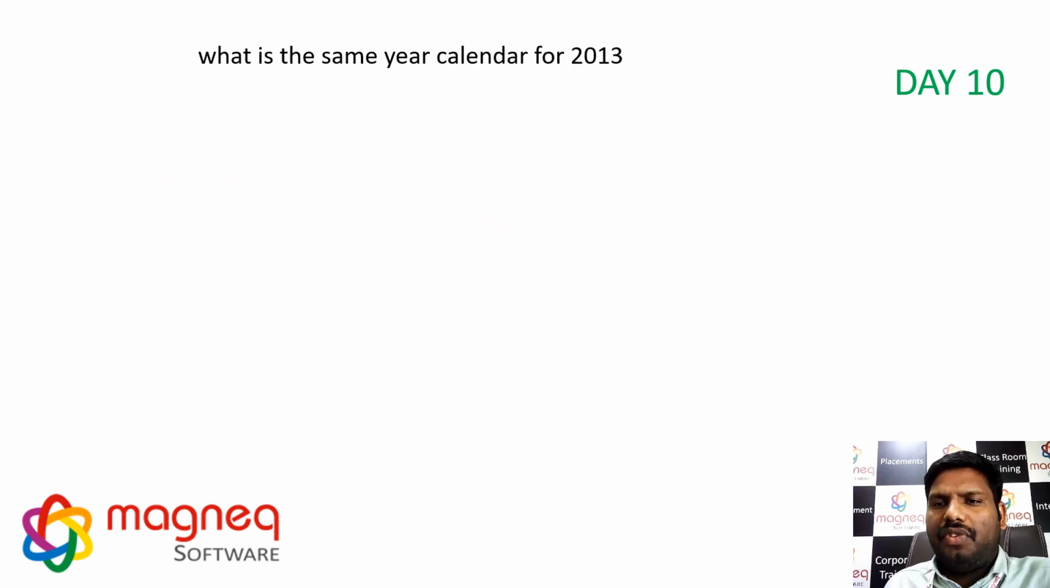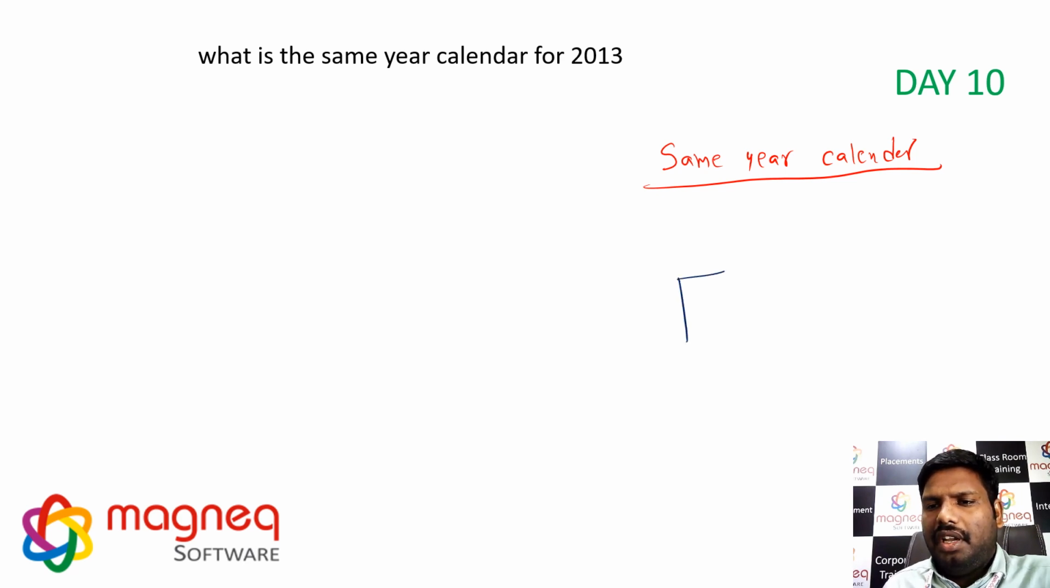What is the same year calendar for 2013? So first of all, what is a same year calendar? It means in a calendar year, the same date, same day, and same month, except the year. For example, 2013. So it is the same as 2013, day to day and month to month.